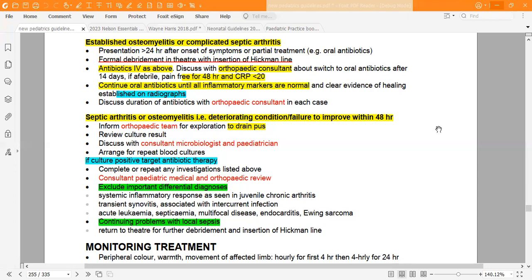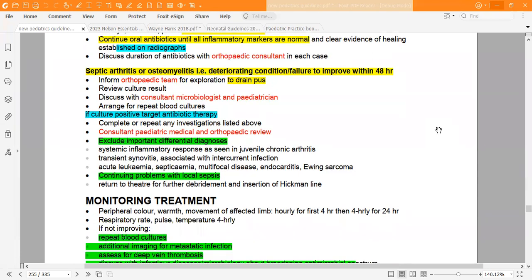If culture positive, target antibiotic therapy, complete or repeat any investigations listed above, consultant pediatric medical and orthopedic review, exclude important differential diagnoses. For example, it could be systemic inflammatory response as seen in juvenile chronic arthritis. It could be transient synovitis associated with intercurrent infection. It could be acute leukemia, septicemia, multifocal disease, endocarditis, Ewing sarcoma. Continuing problems with local sepsis, return to theater for further debridement, and insertion of Hickman line.